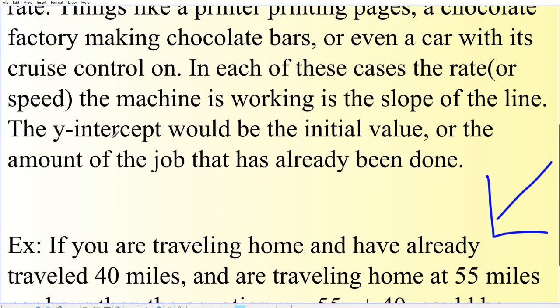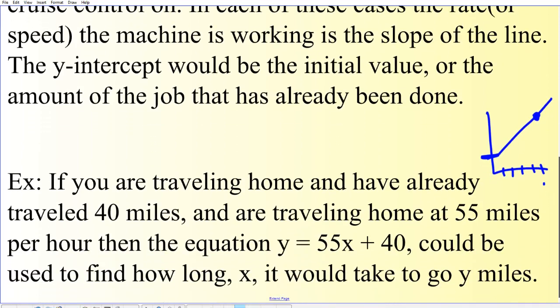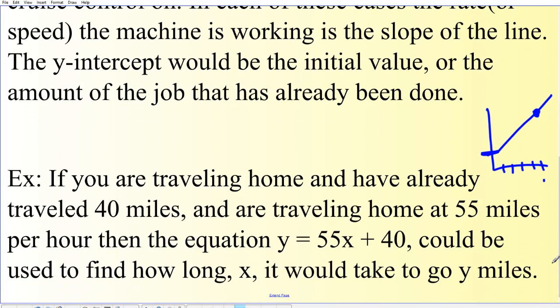The y-intercept would be the initial value, or the amount of the job that has already been done. So if you have some chocolate bars already made and the machine's making more, this would show how many chocolate bars there are over time. It starts out with this many and it's making more, so after, let's say, 5 hours, there's now this many chocolate bars.